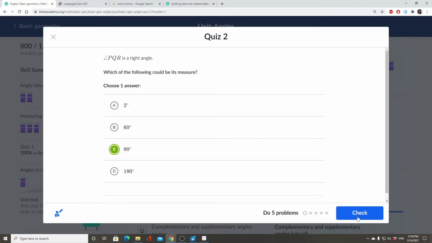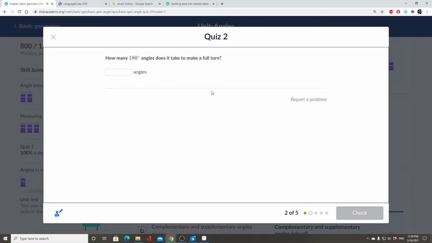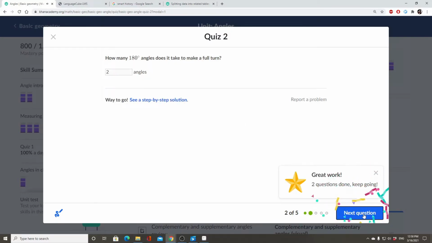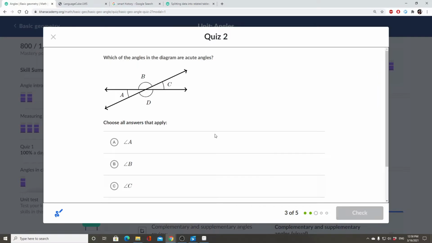Which of the following could be its measure? So, a right angle. Okay, so it's got to be 90 degrees. That's pretty simple. How many 180 angles does it take to make a full turn? 2. Right? 180 plus 180 is 360. Yeah, that makes sense. Cool.